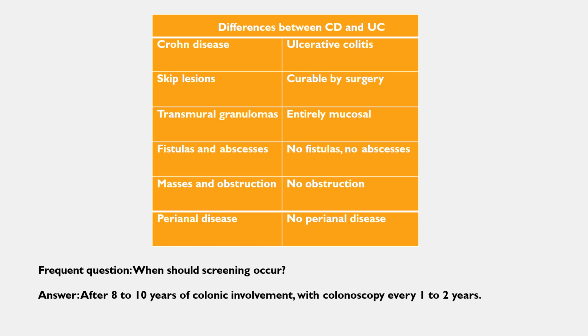In ulcerative colitis, it's curable by surgery, is entirely mucosal, there is no fistulas or abscesses, there is no obstructions, and no perianal disease. Frequent question is, when should screening occur? The answer is after 8 to 10 years of colonic involvement, and it's done by colonoscopy every 1 to 2 years, sorry.